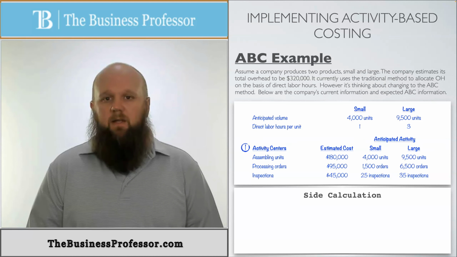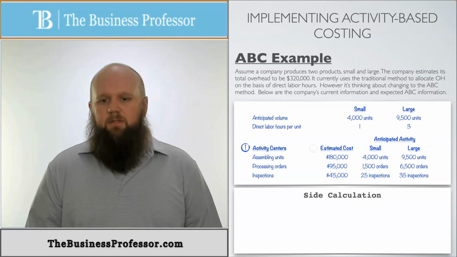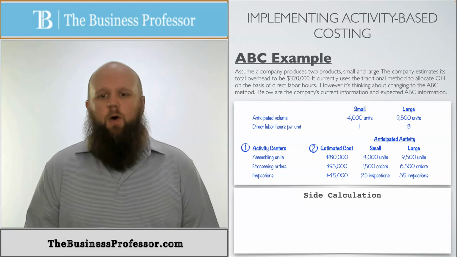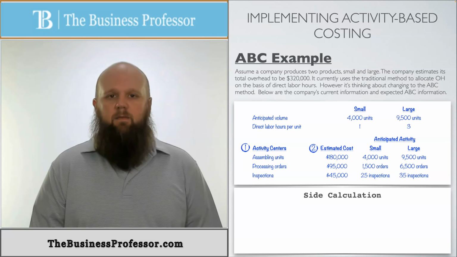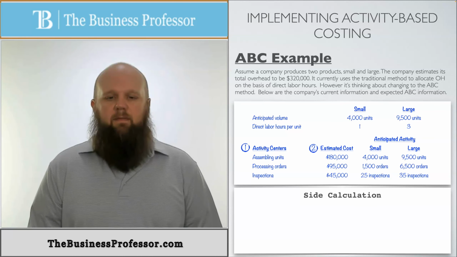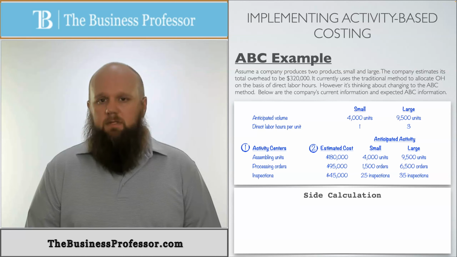Step 2 is finding the cost pools. Well, that one's done for us too. It says estimated cost for each of the activities. So they're anticipating a total of $180,000 in assembling of the units as a cost, $95,000 for processing and $45,000 for inspections. So step 2 is done for us.